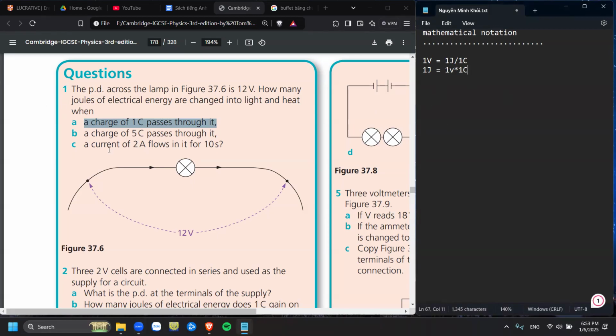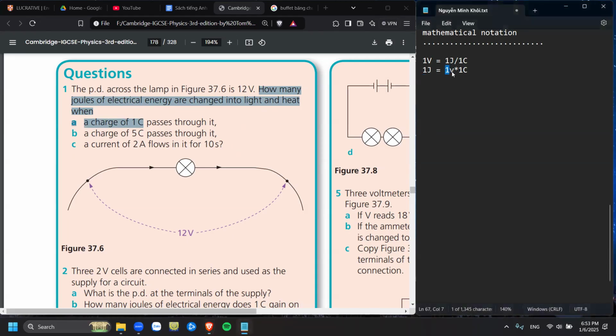Let's try to use number one, okay? Now, you have a formula. You know that 1 volt equals 1 joule divided by 1 coulomb, isn't it? So rearranging, you have 1 joule equal to 1 volt times 1 coulomb, right? Now, they give you 12 volts to begin with, and they ask how many joules of electrical energy are changed into light and heat when a charge of one coulomb passes through it.